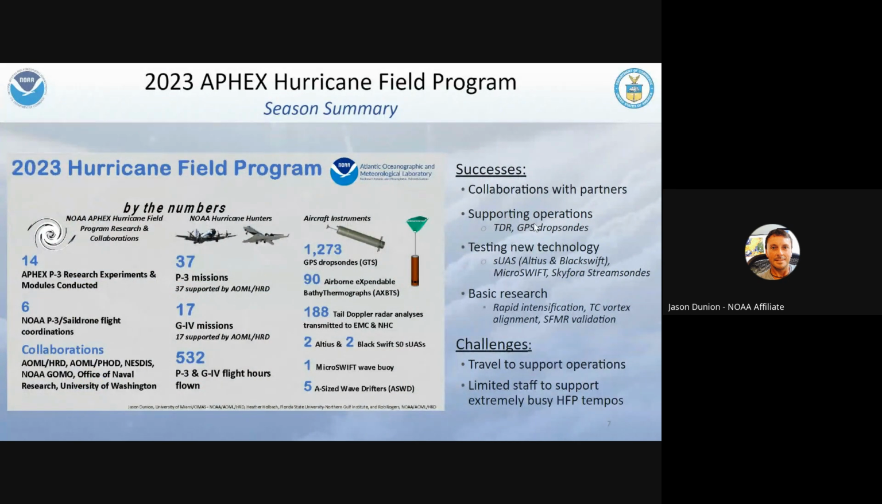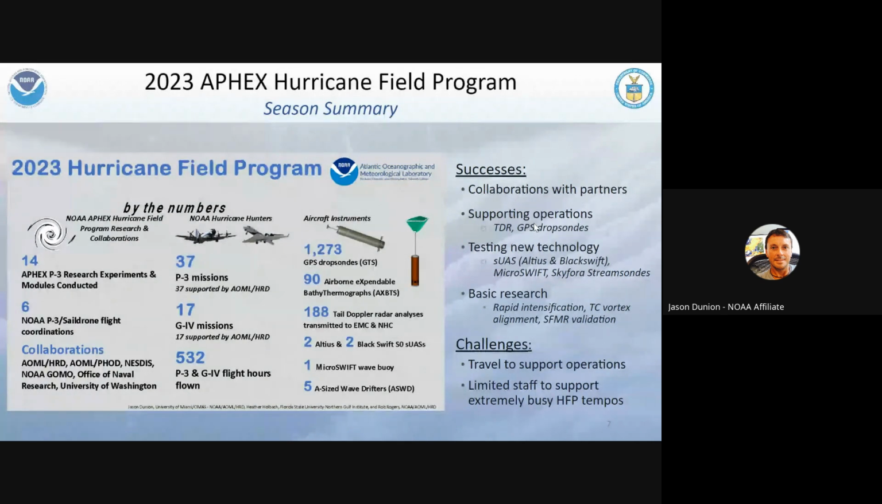Really won't go through all these. I would just like to point out that of the 37 P3 and 17 G4 missions, so 54 missions, HRD supported all of those in some manner, whether it was crewing the flights or doing ground-based support. We also had a lot of successful AXBTs, 90 this year, and kudos to our radar team for transmitting 188 TDR analyses to EMC for model assimilation and over to the Hurricane Center so the forecasters could see it.